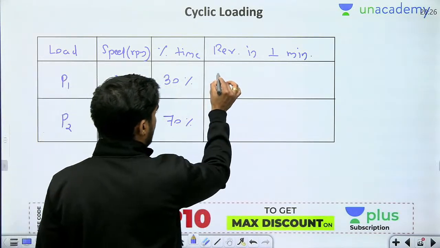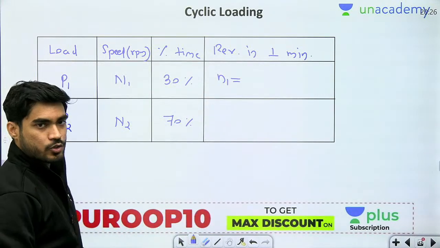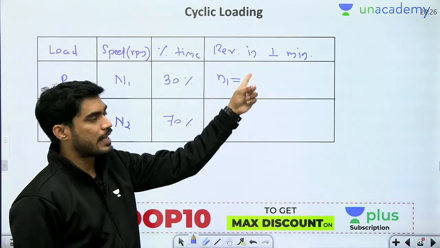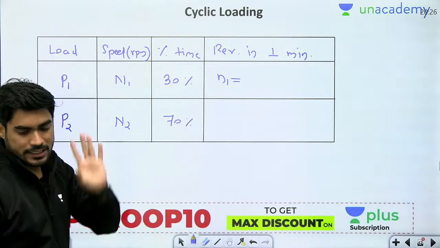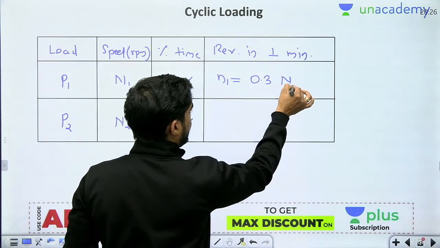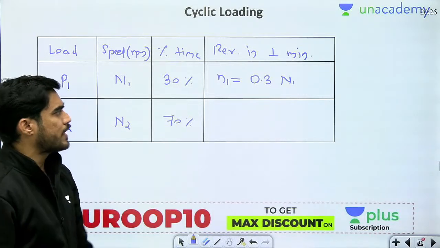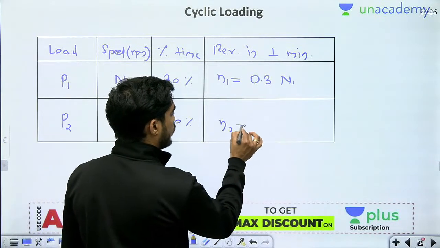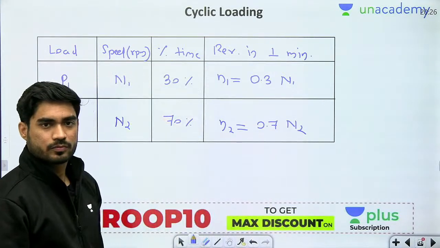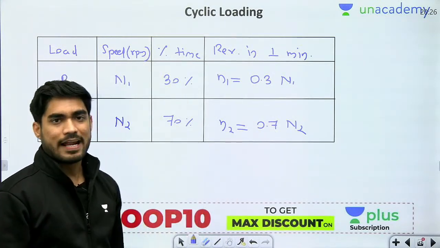Small n1, I will call it small n1, number of revolutions in 1 minute at this speed. So if it is running at n1 rpm for 100% time, it will be capital N1, but it is only running for 30% time. So this will be 0.3 times n1. And if it is running at n2 rpm for 70% time, then small n2 will be 0.7 times n2. ठीक है, 0.3 times of n1, 0.7 times of n2.